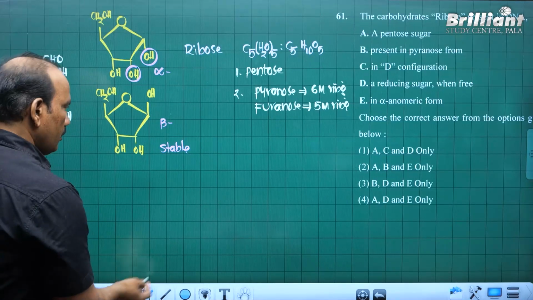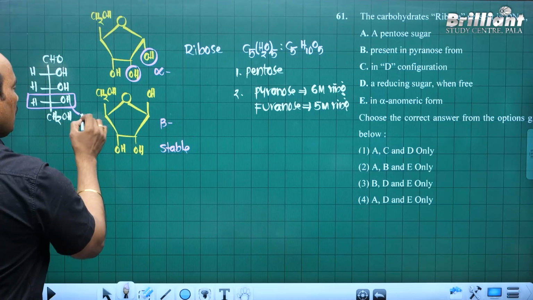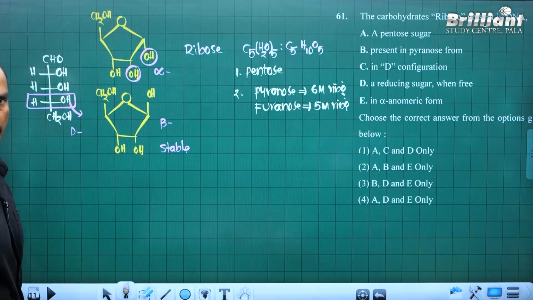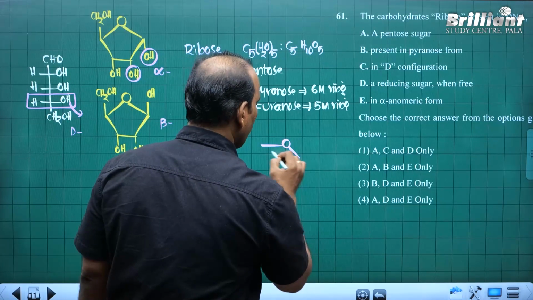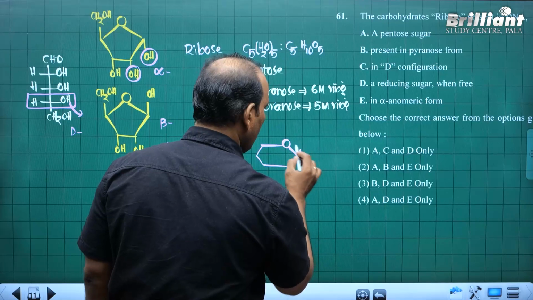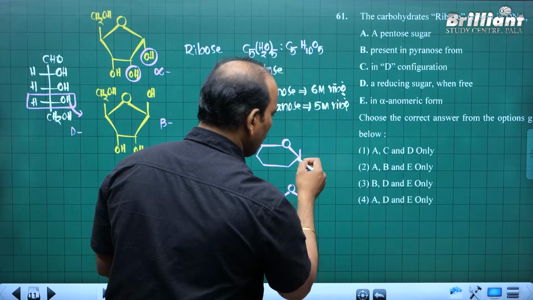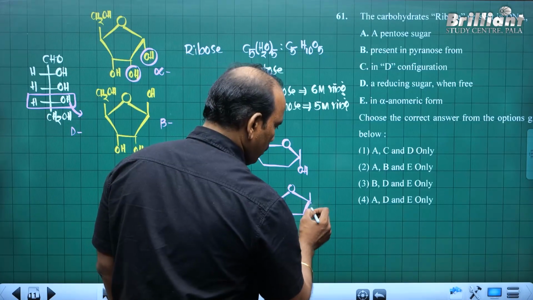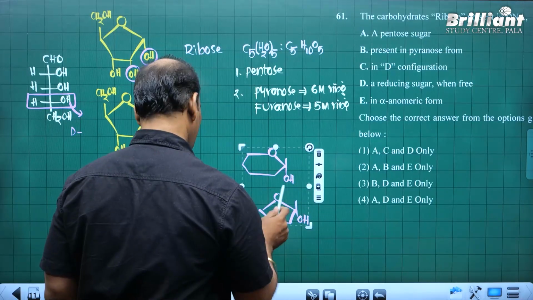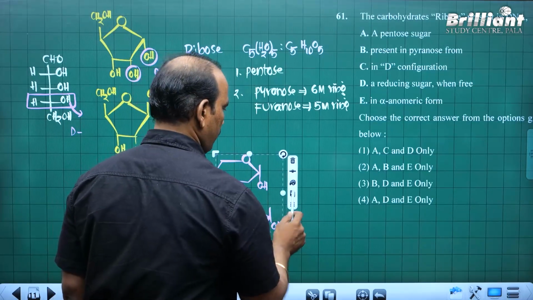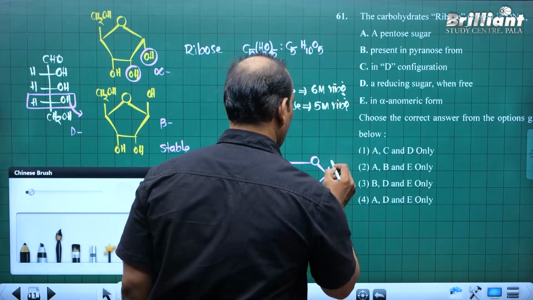Then here, what kind of direction is there? This is on the right side, so it is a D form. Clear? Next, this is the anomeric carbon. Anomeric carbon is in either the 5-membered or 6-membered ring, and the OH group is there. Up or down is not a criterion.